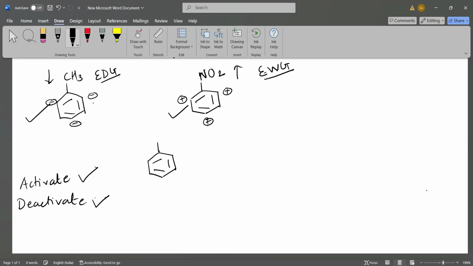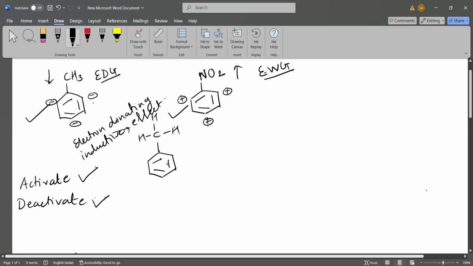Here is a CH3, which has 3 hydrogens on it, correct? These hydrogens and this ring are in hyperconjugation. The hydrogens are in hyperconjugation, and the carbon directly attached to your benzene ring gives an electron donating inductive effect. Electron donating inductive effect, correct?